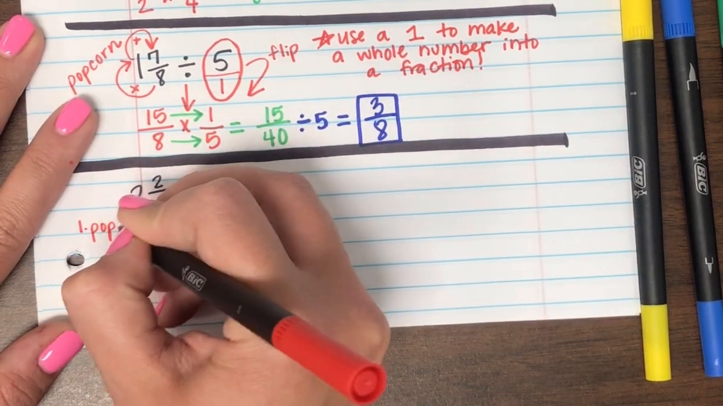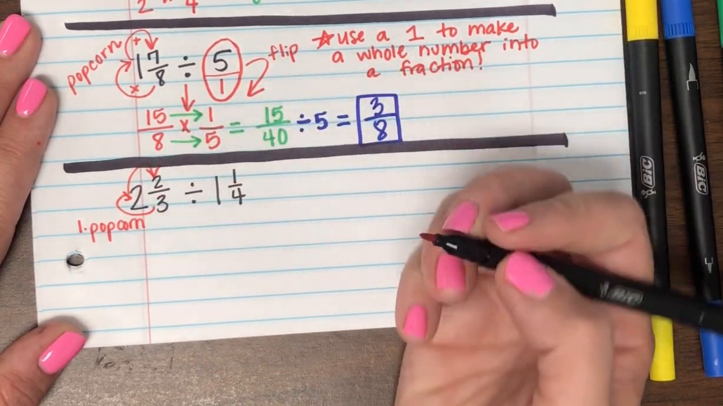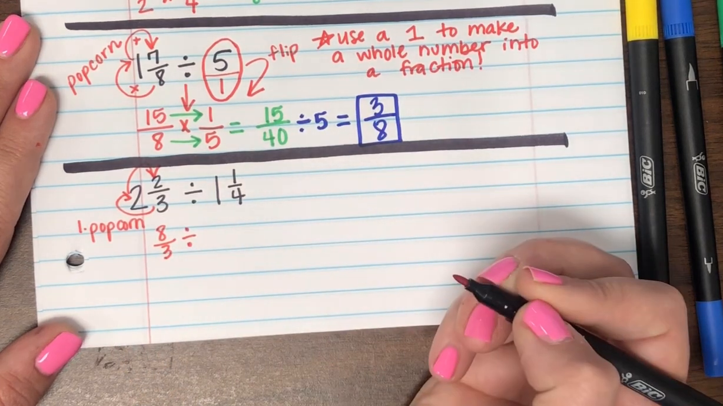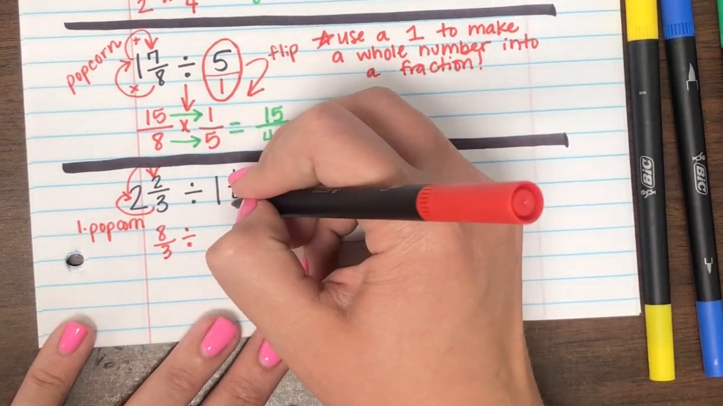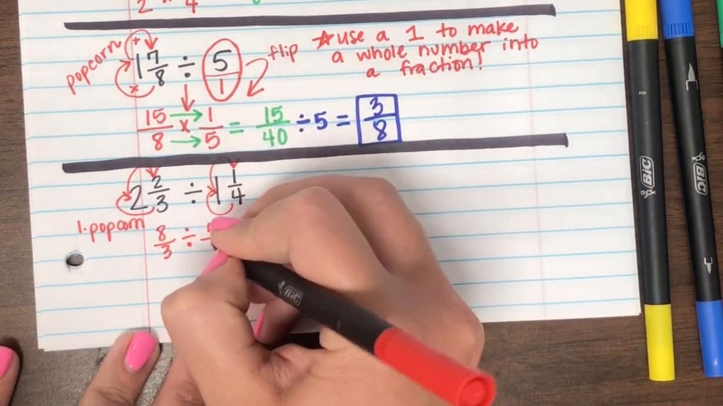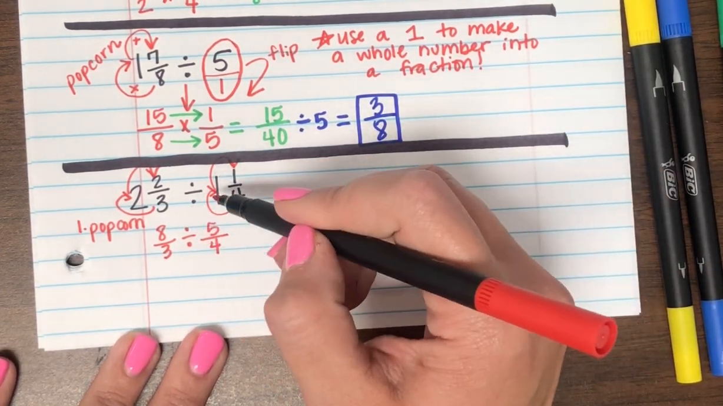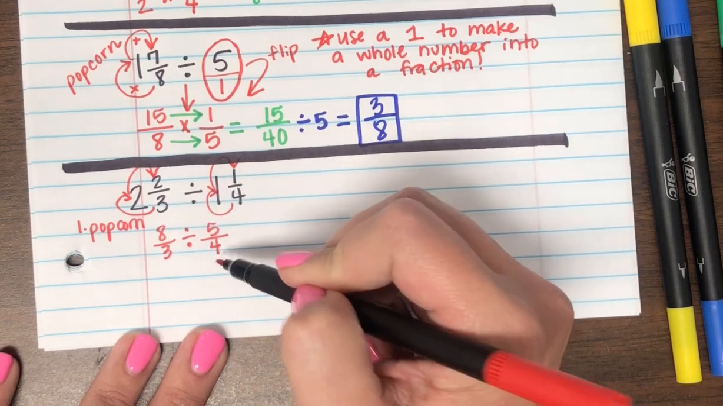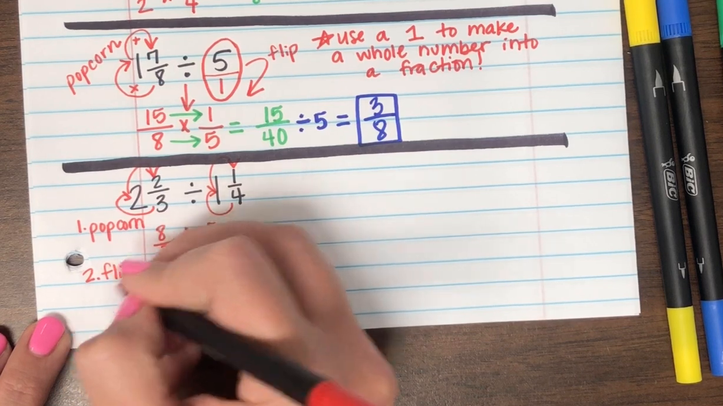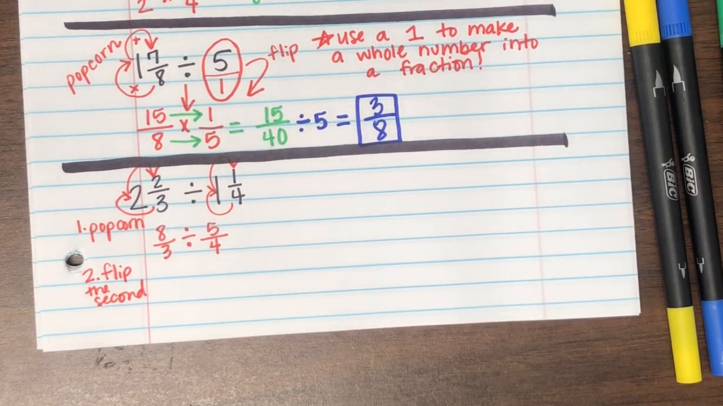So I'm gonna put popcorn first. So 3 times 2 is 6, plus 2 is 8. So this is 8/3. It's still a division problem because I'm not flipping anything just yet. 4 times 1 is 4, plus 1 is 5. 5/4. Notice I did not flip anything yet. All I did was change both of these mixed numbers into improper fractions. I'm gonna put step number 2 is gonna be to flip the second. Then we can complete our question, okay?